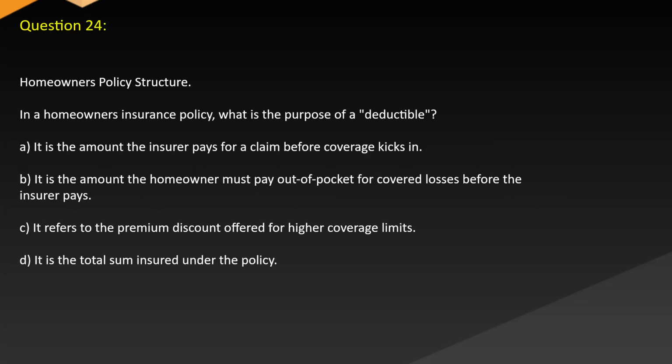Question 24. Homeowners policy structure. In a homeowner's insurance policy, what is the purpose of a deductible? A. It is the amount the insurer pays for a claim before coverage kicks in. B. It is the amount the homeowner must pay out of pocket for covered losses before the insurer pays. C. It refers to the premium discount offered for higher coverage limits. D. It is the total sum insured under the policy.